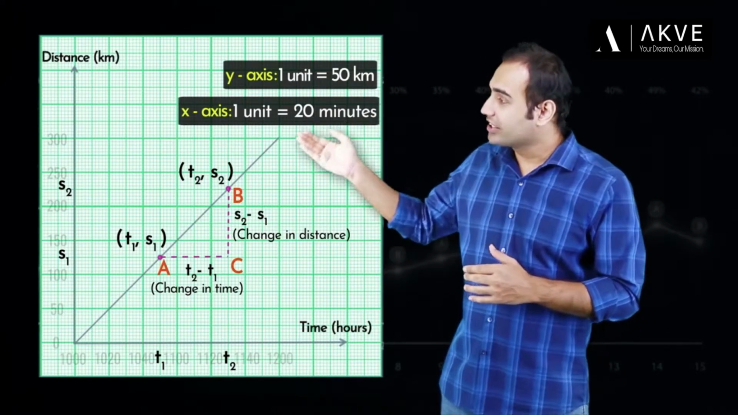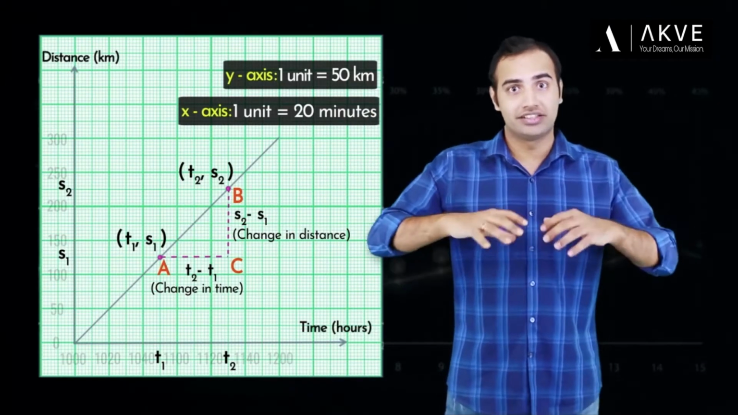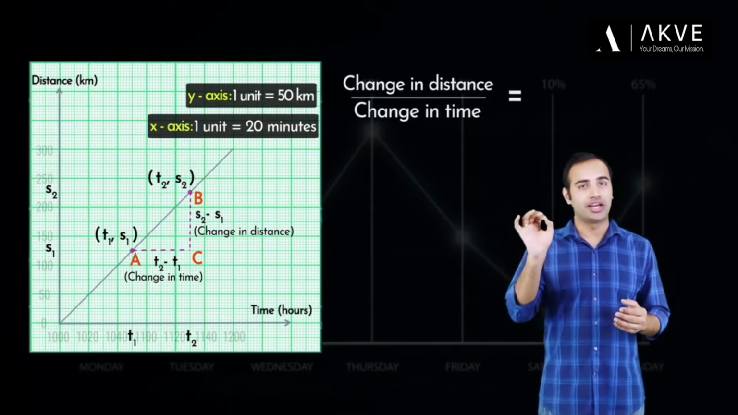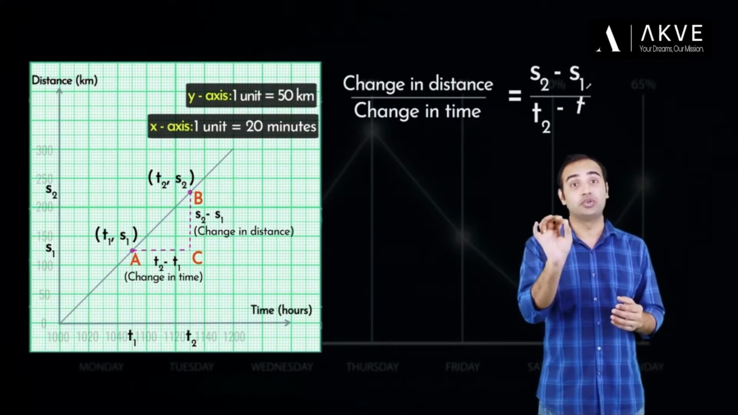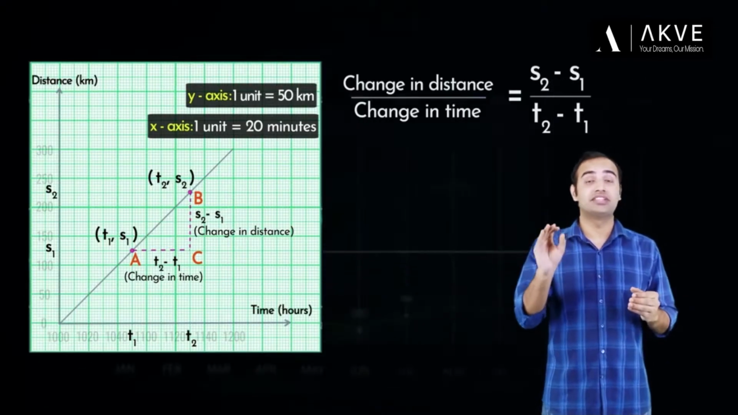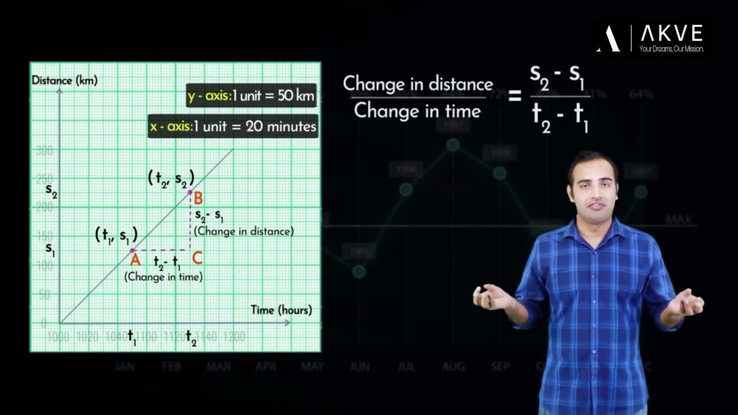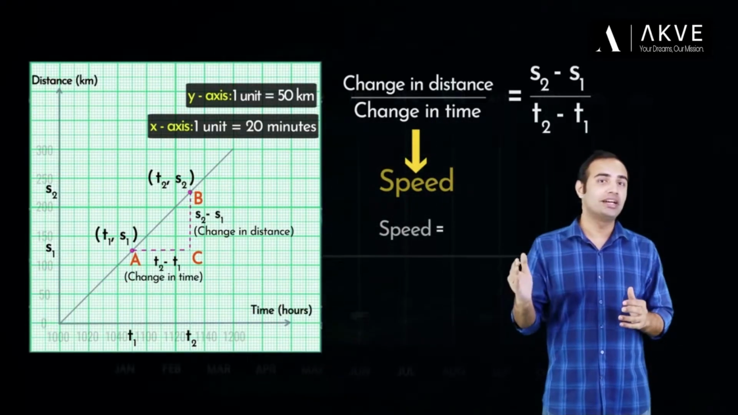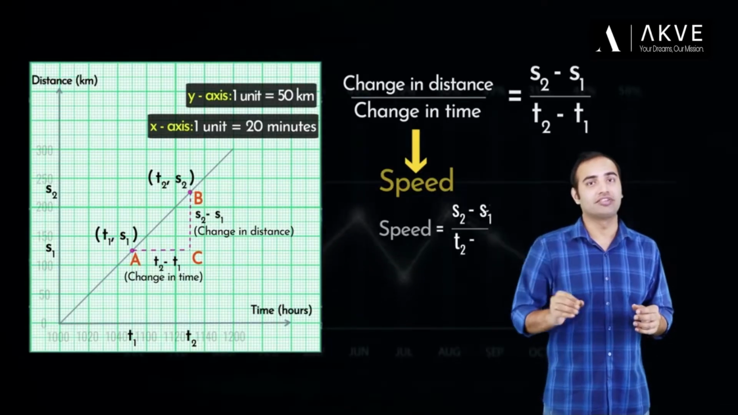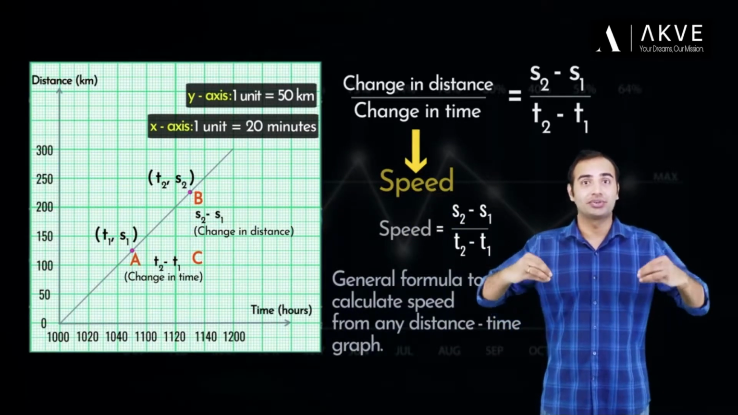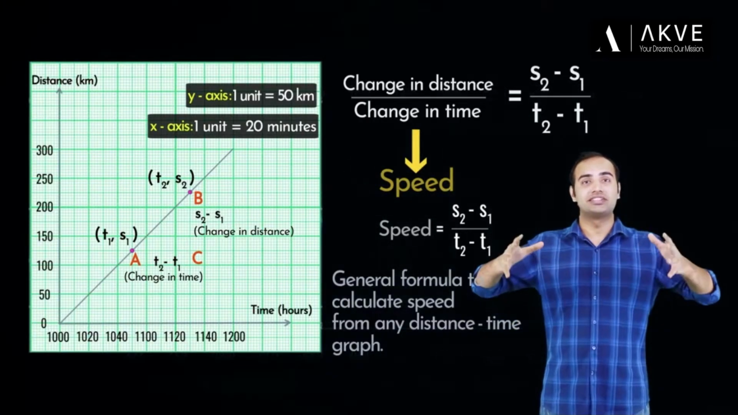Now if I take the ratio of these two quantities, I essentially obtain change in distance divided by change in time is equal to s2 minus s1 divided by t2 minus t1. Now what does change in distance divided by change in time represent, guys? Well, it represents nothing but speed. So I essentially get speed is equal to s2 minus s1 divided by t2 minus t1. So you can take this as a general formula to calculate speed from any distance time graph.